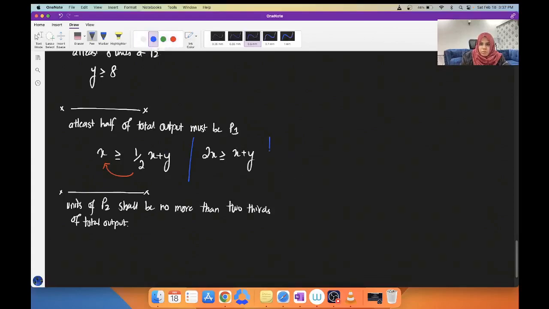Further on, what could happen? Simplifying it further, the x will go to the other side. It is adding over here, so it will subtract before the is equals to. So 2x minus x is less than or equal to y. Simplifying it further, it becomes x is greater than or equal to y. I hope this makes sense. If not, please feel free to ask me.